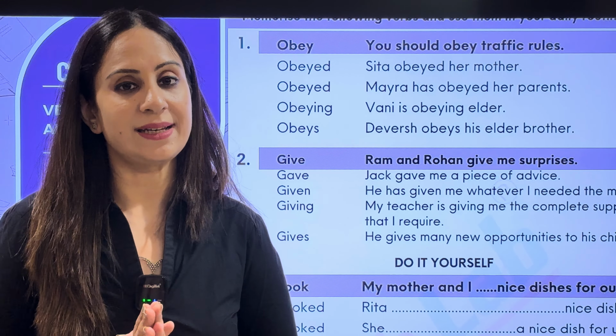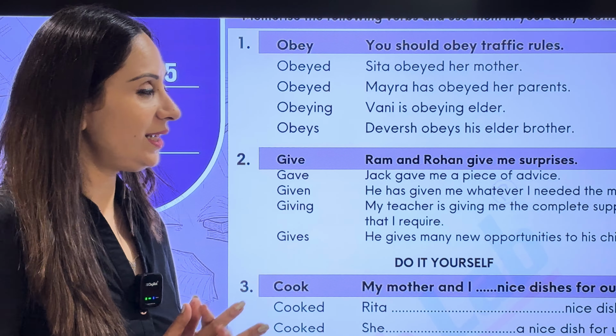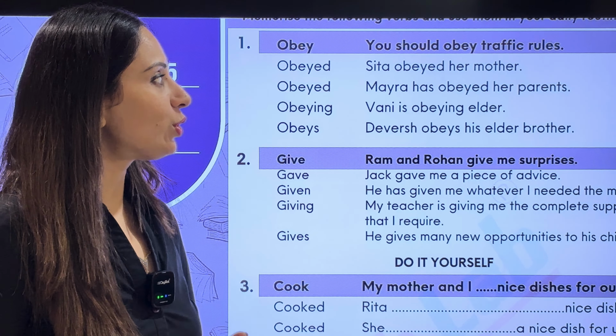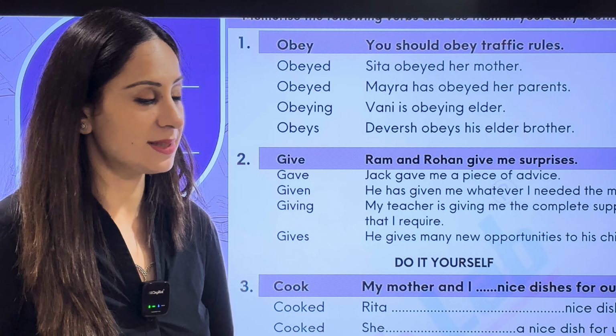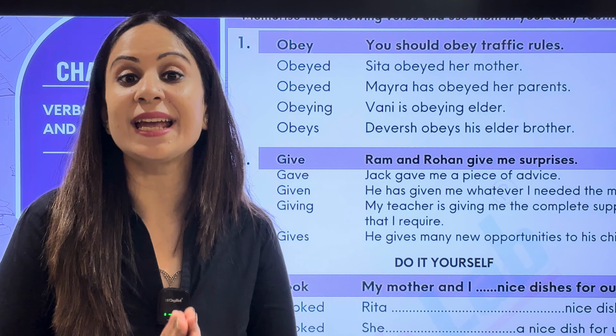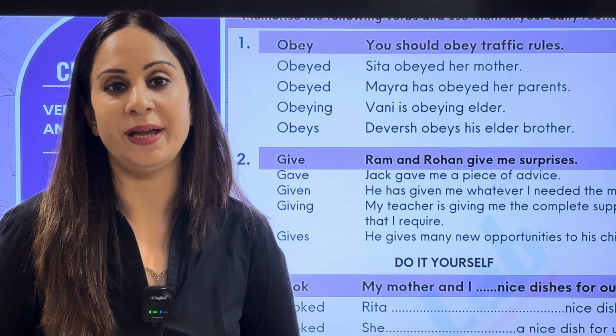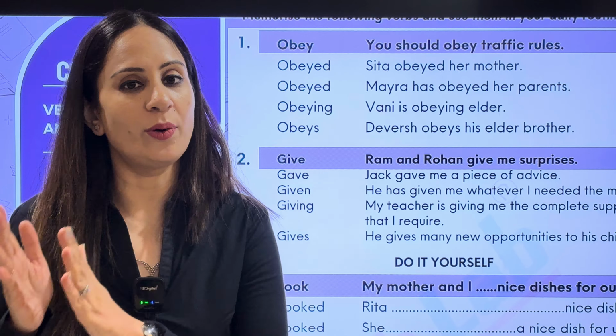Now let's see what sentences we are going to read. So you listen carefully as I read these sentences. You should obey traffic rules, which means you should follow the traffic rules. The second sentence is in the past because we are going to use the second form of the verb, which is obeyed. If you observe, we have added ed with it to make it go in the past.